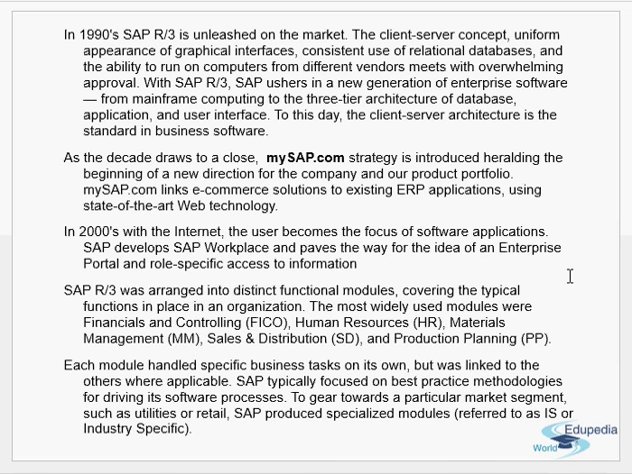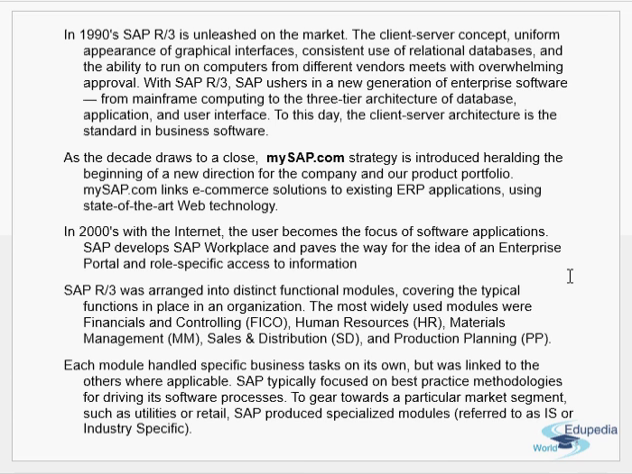Now we have different modules in SAP, that is FICO, HR, MM, SD and PP. Each module handled specific business tasks on its own but was linked to the others where applicable. SAP typically focused on best practice methodologies for driving its software process. To gear towards a particular market segment such as utilities or retail, SAP produced specialized modules referred to as IS, or industry specific.